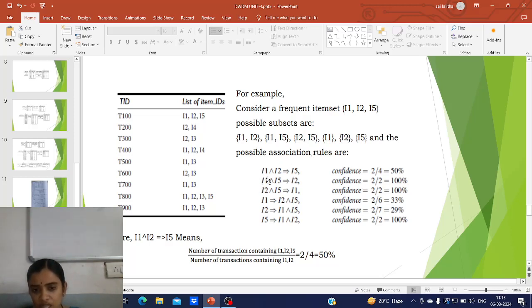If you observe this association rule, I1 and I2 implies I5. Nothing but the user has already bought I1 and I2. Is there any possibility to buy the I5 item along with I1 and I2? For that, you have to calculate the confidence. We already discussed the confidence formula. Again, I'm repeating. Here the confidence formula is sigma of I1, I2 union I5 by sigma of I1, I2. So 2 by 4 equals 50%. We already discussed this.